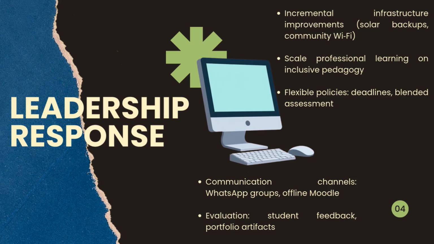Leaders can respond by combining infrastructure advocacy with inclusive pedagogy, flexible policies, and continuous evaluation. So the first point we are going to look at is the incremental infrastructure improvement. These include the introduction of solar backups and community Wi-Fi, which are crucial steps given the frequent power outages and unstable internet connection. Next, leadership is focusing on scaling professional learning.